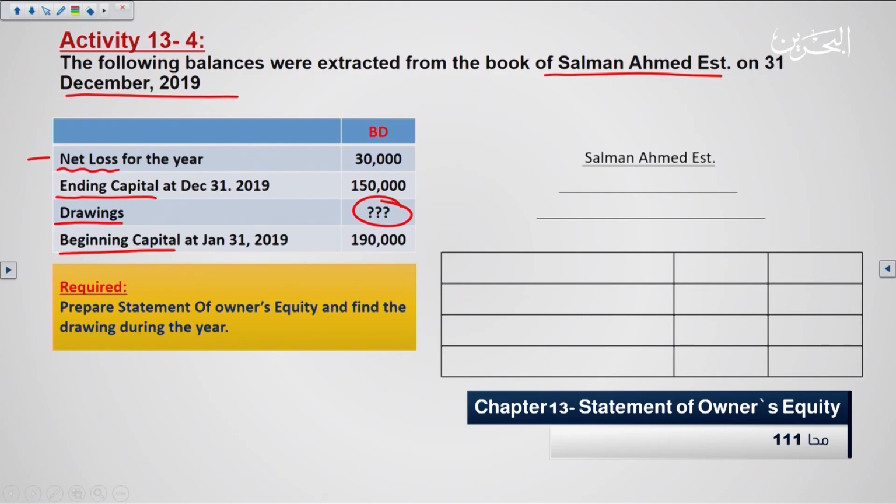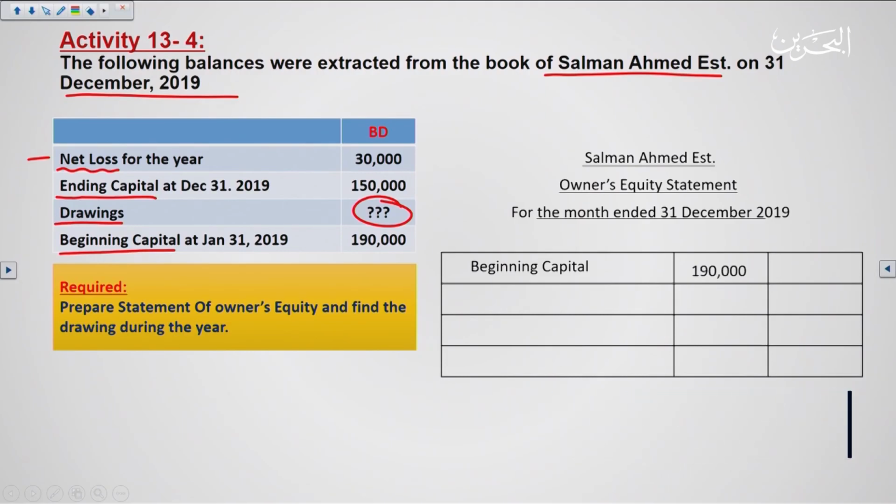First, we will write down the name of the company, which is Salman Ahmed, the name of the statement, and the period of time we are preparing this statement in. First, I will write down the beginning capital, which is 190,000 BD. Then I will write down the net loss, because unfortunately here we don't have any investment that will increase our capital, but we have only net loss. And I write it here with the minus because it is going to decrease the capital. It is equal to 30,000 BD.